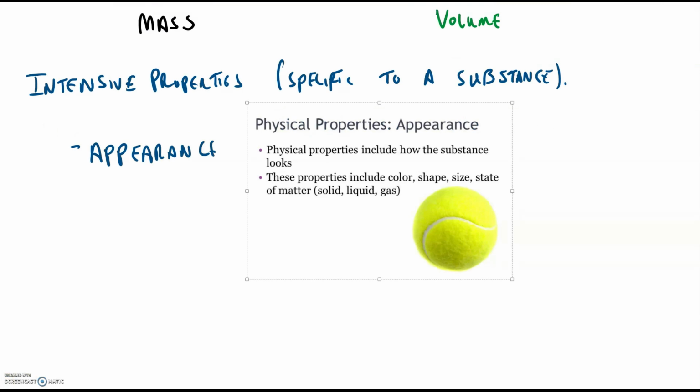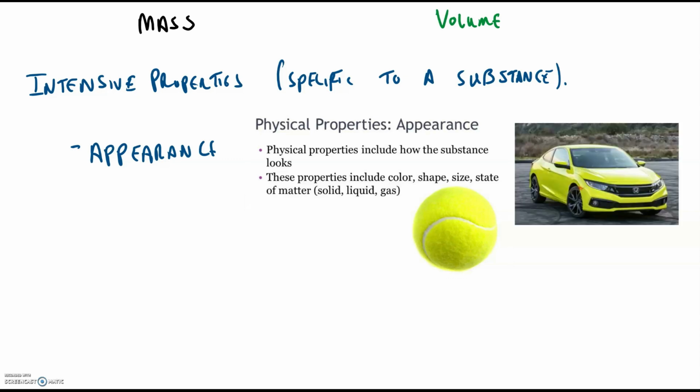A good example of a physical property is appearance. This can be a lot of things. It's color, shape, texture, state of matter, whether it's a solid, a liquid, or a gas. Size can be a physical property, although we've already determined that can often be described as volume, so we'll keep that as an extensive property. Obviously, here's a tennis ball. You could describe that. Someone will describe something as being tennis ball yellow. Here's a good example. This is tennis ball yellow Civic. If you were to buy a Honda Civic and it was this color and someone asked you to describe it, you would say tennis ball yellow.